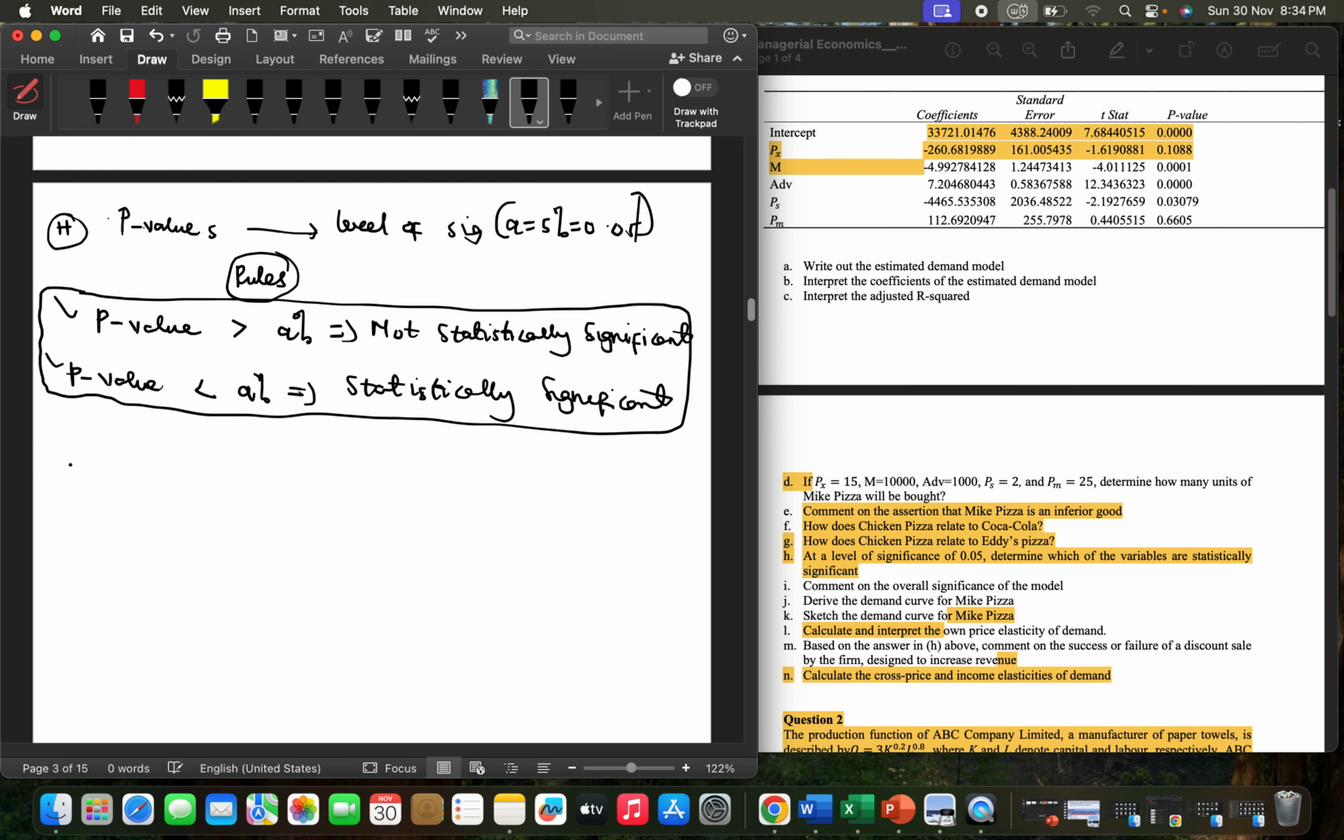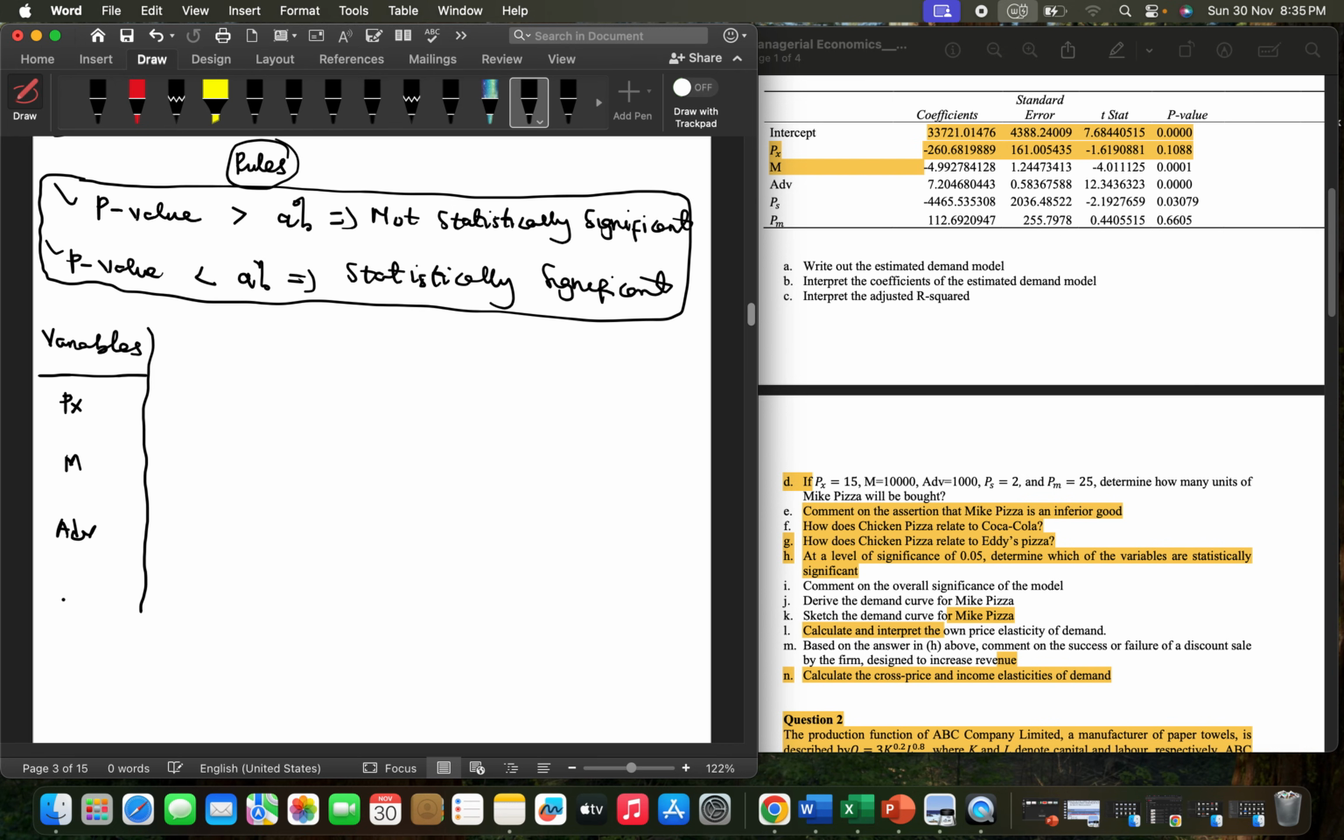So let's start. I have a variables column here. The variables in the question, we're given PX. We don't use the constant, we don't use the beta naught. We use the independent variables. So PX, I have M, I have advert, I have PS, I have PN. The next column is the p-values column.